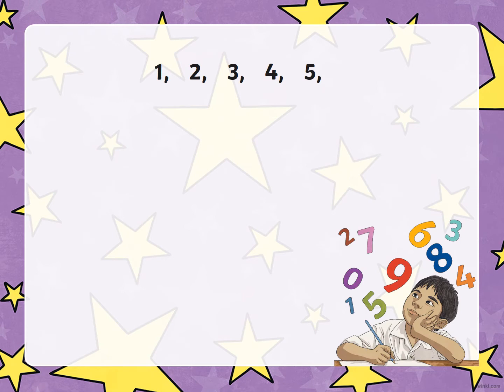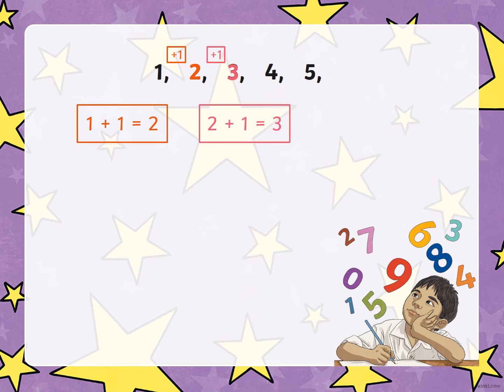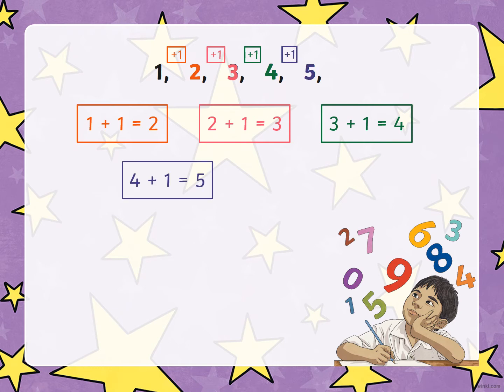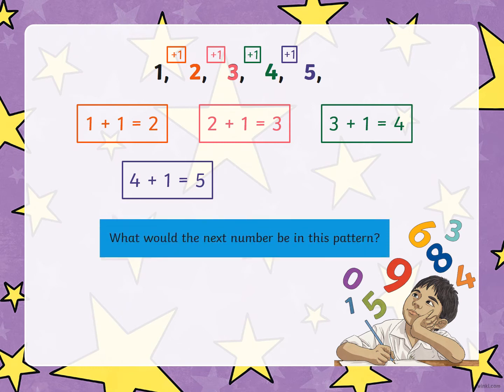so there is the number pattern 1, 2, 3, 4, 5, and as you can see, to get from 1, you add 1 and that makes it 2, and then you add another 1 to get to 3. If we add 1 to 3, we get to 4, we add 1 to 4, we get to 5, and we can actually work out that the next number in this sequence, because we're adding 1, would be 5 add 1, which makes 6.